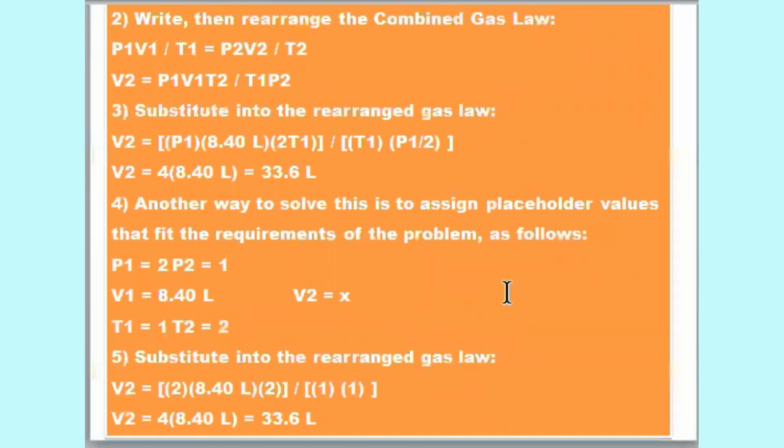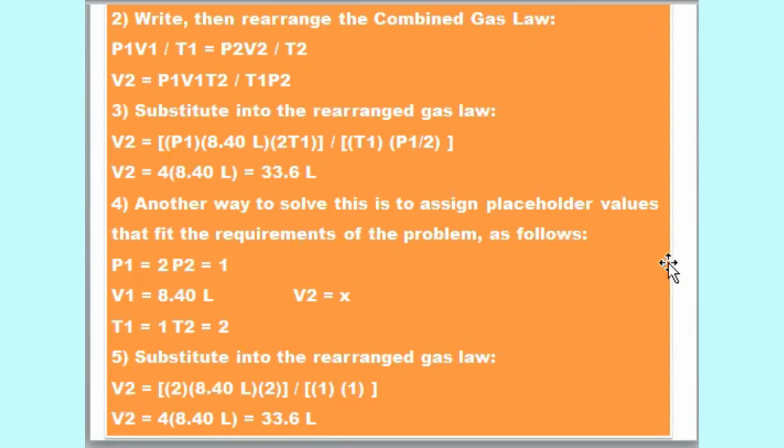The second step, rearrange the combined gas law. P1 V1 over T1 equals P2 V2 over T2, and V2 is P1 V1 T2 divided by T1 P2. Substitute into the rearranged gas law, then V2 is P1 times 8.40 liter times 2 T1 divided by T1 P1 times 2. And this gives V2 is 4 times 8.40 liter, which equals 33.6 liter.